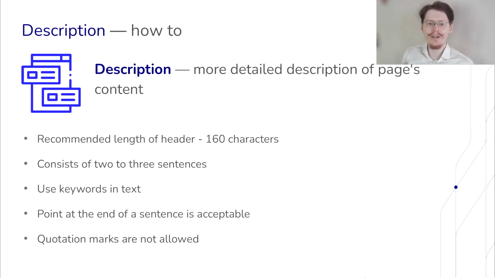Description is a more detailed description of a web page, more detailed than title. So it must be a bit longer, 160 characters. It usually consists of 2 or 3 sentences. You can use different keywords in the text, and you could set dots at the end of the sentence if it's acceptable.